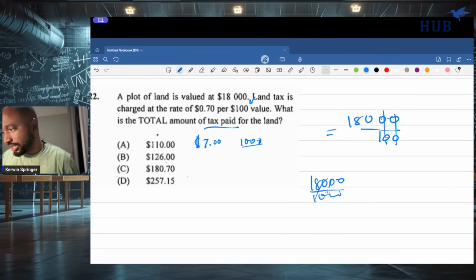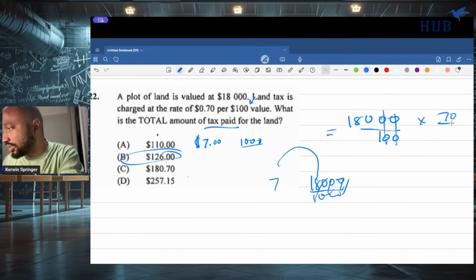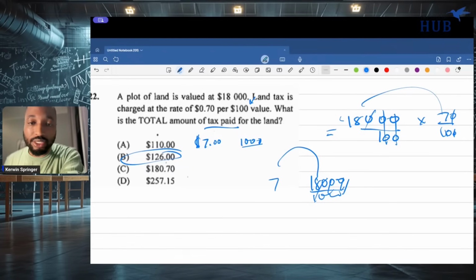Divided by 1,000, and you get 18, and 18 times 7 is the answer. So anyhow, how much is 18 times 7? 126. So the answer is B. So two ways to figure out the question. Or if you was in this situation, you'll have 180 and you multiply by 70 cents, it's like 70 over 100. So cross, 18 times 7 is 126. And we keep moving.